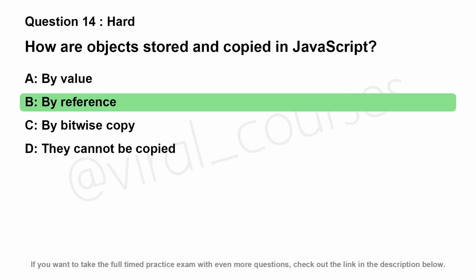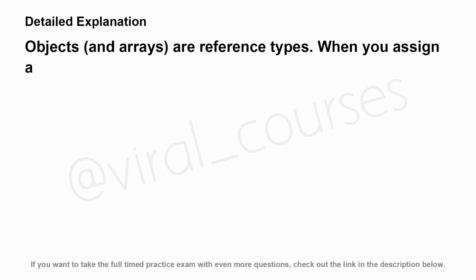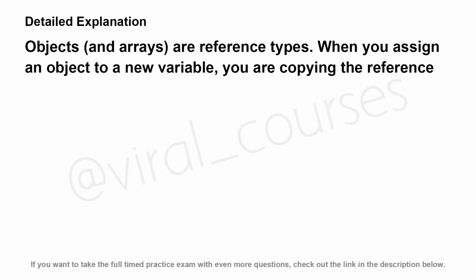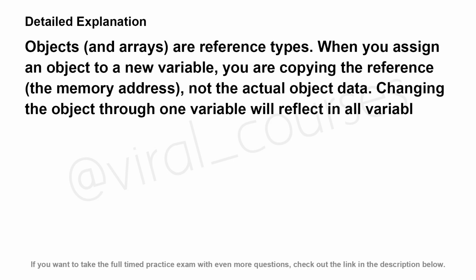The correct answer is B. Objects and arrays are reference types. When you assign an object to a new variable, you are copying the reference, the memory address, not the actual object data. Changing the object through one variable will reflect in all variables holding that reference.